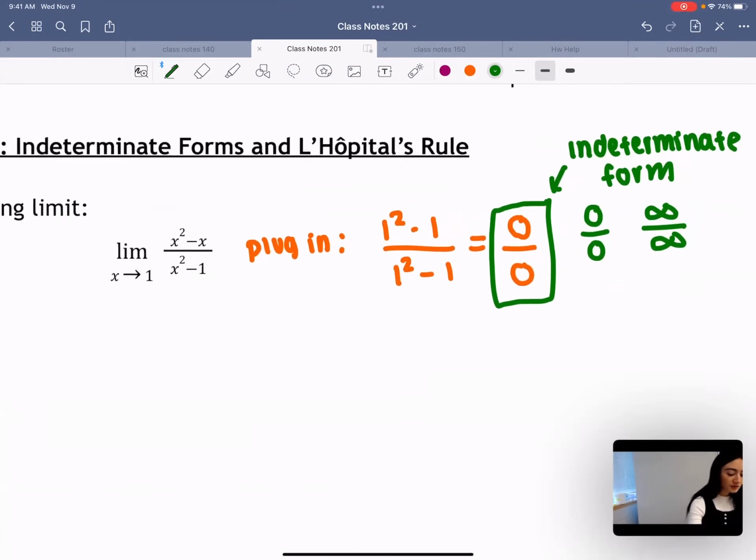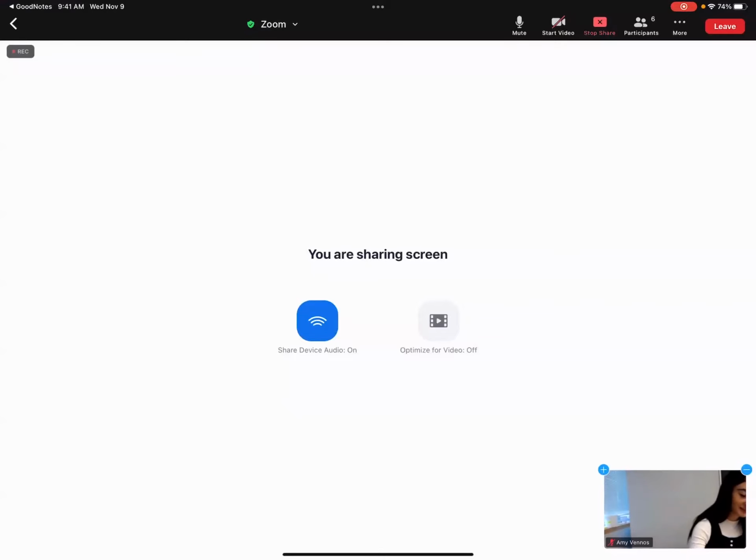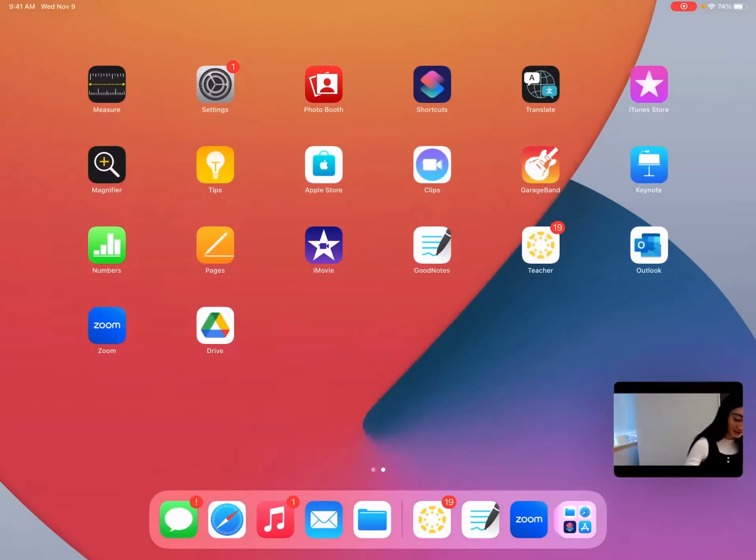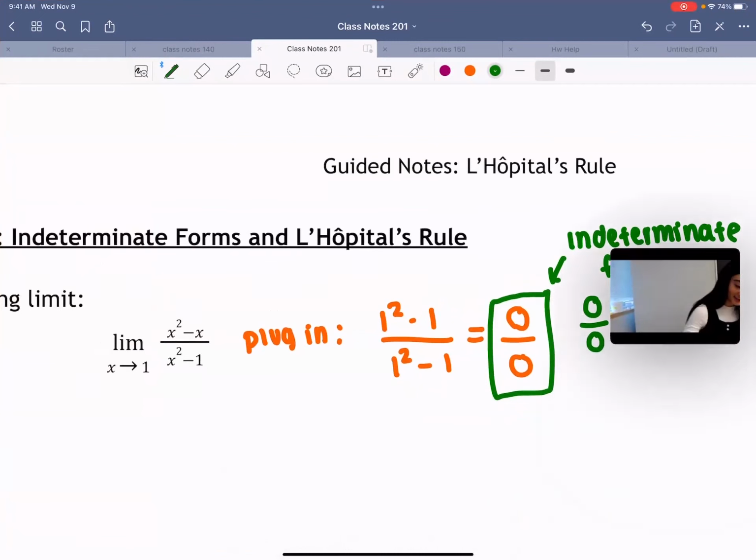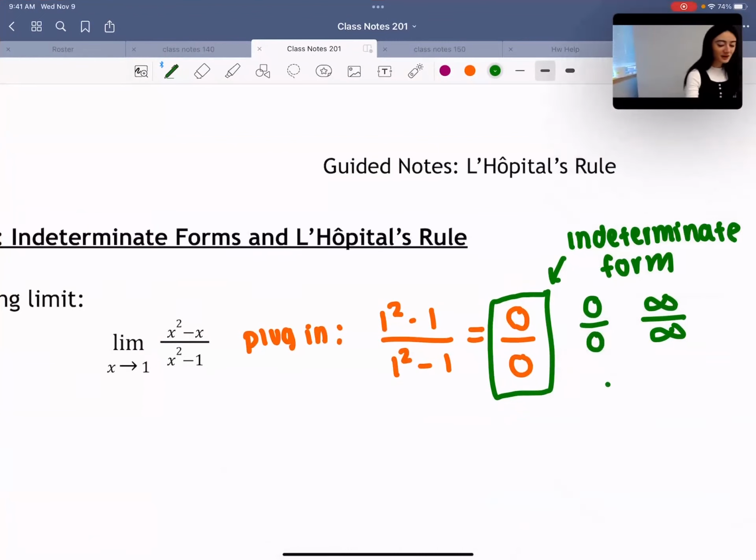Now, you might be asking, what about 0... Oh no. You might be asking where the rest of the screen is. All right. You might be asking, okay, what happens when you get 0 over infinity? Why is that not an indeterminate form? What happens when you get 0 over infinity in a limit? It's just 0, right? Because 0 divided by any number is 0. So 0 over infinity is not an indeterminate form. That's not an answer to anything.